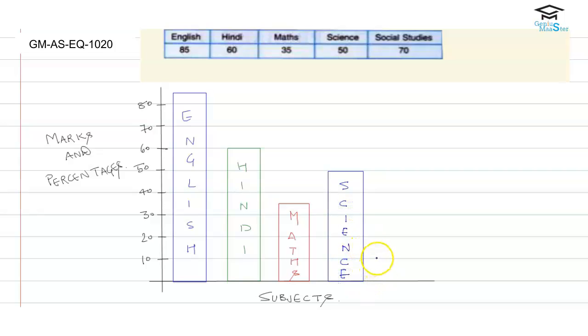Now the next is SST, Social Science, in which 70 marks obtained. It is Social Science. Now it is a bar diagram.